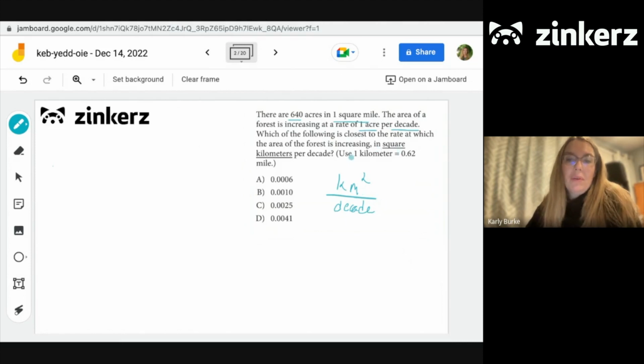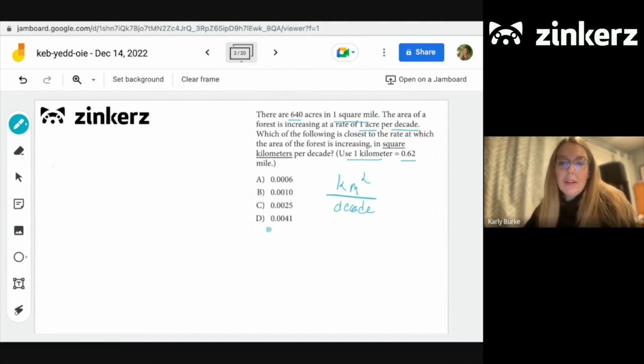Now, we have that 1 kilometer is equal to 0.62 miles. So you have to be very careful here because 1 kilometer is 0.62 miles, but that is not a square mile, right? That is just 1 mile.